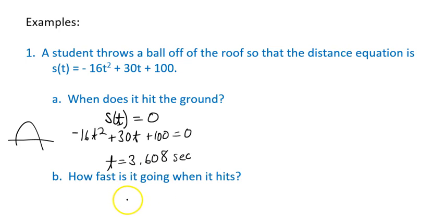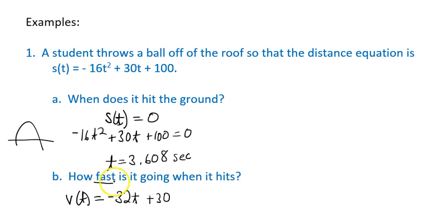Now, the question, part B, makes us work a little bit harder. It says, how fast is it going when it hits? Well, how fast has to do with velocity. And so let's first find our velocity equation. As we said in the beginning, the relationship between distance and velocity: velocity is the derivative of distance. So I'm going to take that derivative of our S equation, and I'm going to get negative 32t plus 30. So the derivative of the S equation is this equation here.